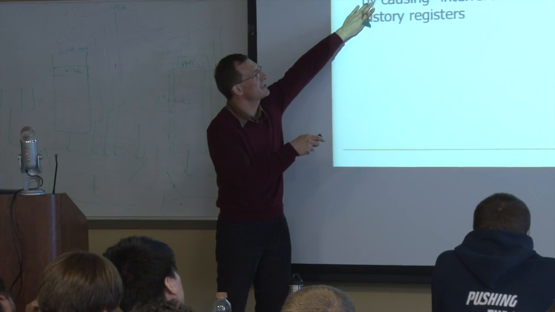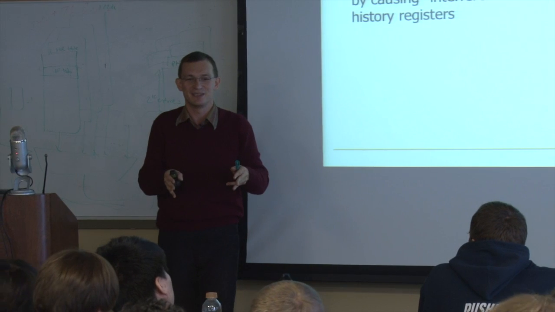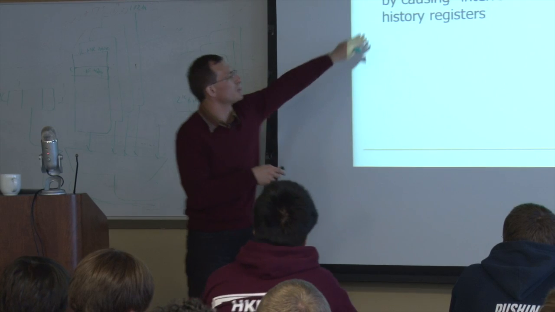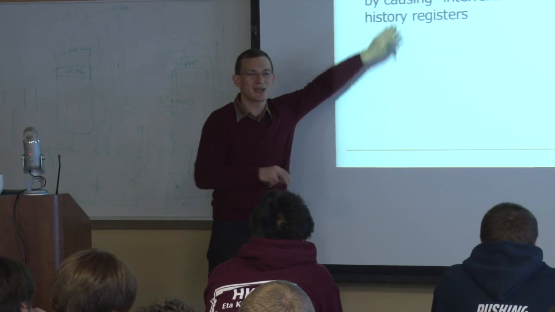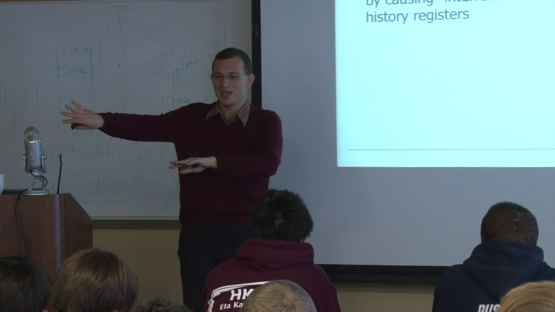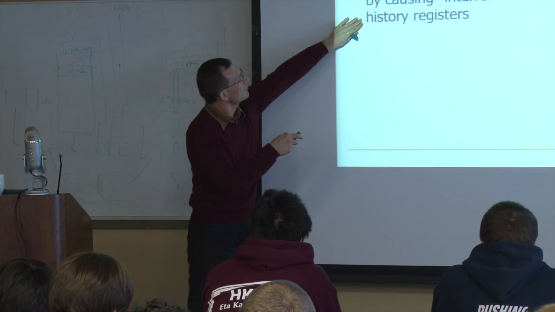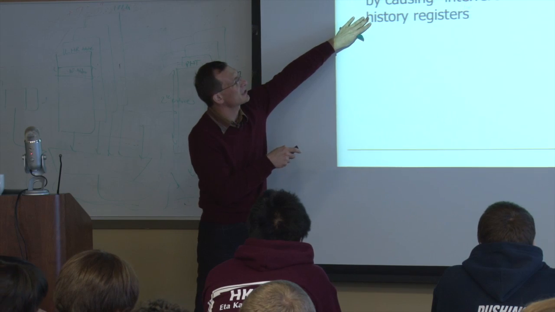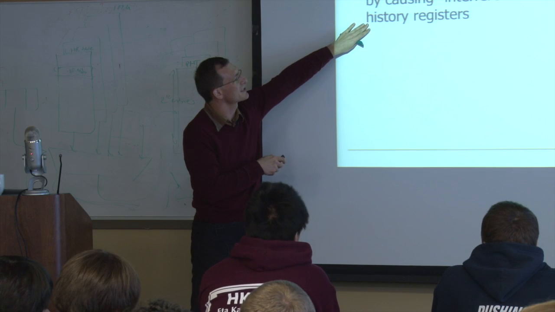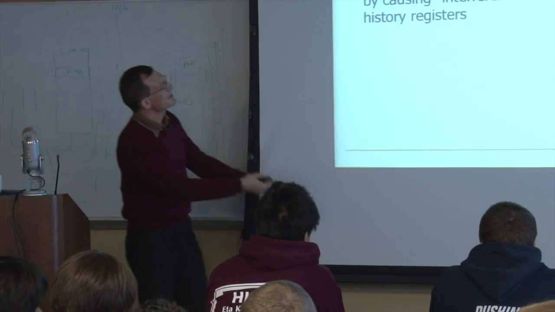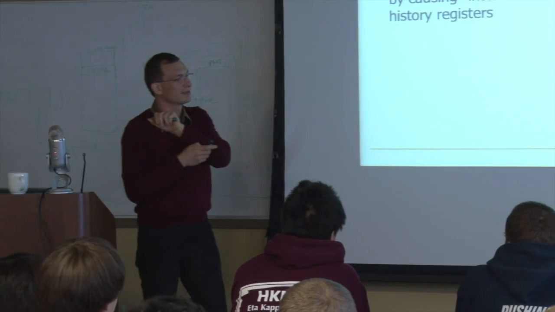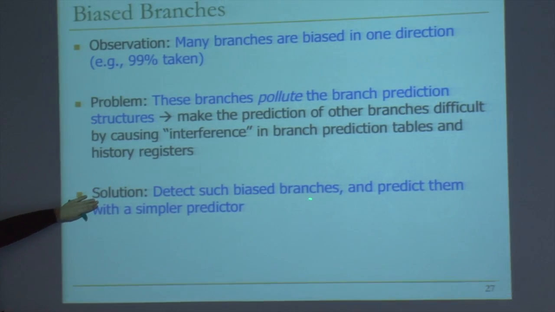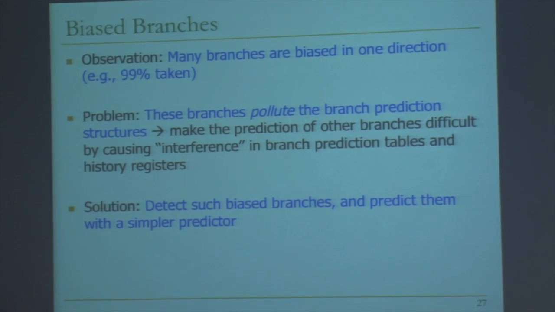Basically, whenever you have a table, if you occupy an entry and the entry is not beneficial, then you're polluting that table. You're basically preventing something else from using that entry. So these biased branches make the prediction of other branches difficult by causing interference in these tables, by polluting the tables and the history registers. So if you can somehow filter these out, you can do much better. And the solution people have proposed is detect such biased branches and predict them with a simpler predictor.